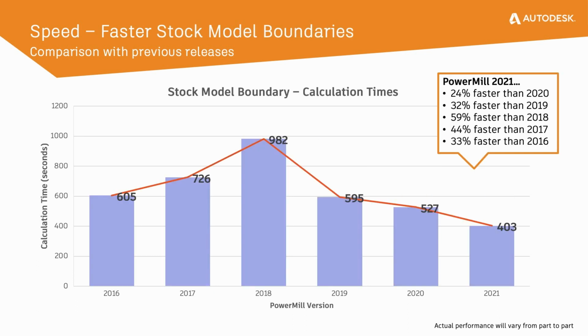Let's look at a similar chart for a different area of PowerMill's code. So this is the time taken to calculate a stock model boundary. Again, you'll see a similar pattern here. The time taken to calculate these particular boundaries in PowerMill 2021, well, it's 400 seconds, and that's 24% faster than 2020, 32% faster than 2019, and a whopping 59% faster than 2018. And you can see a similar trend going right the way back to 2016. So again, great examples of PowerMill 2021 being faster than previous releases.